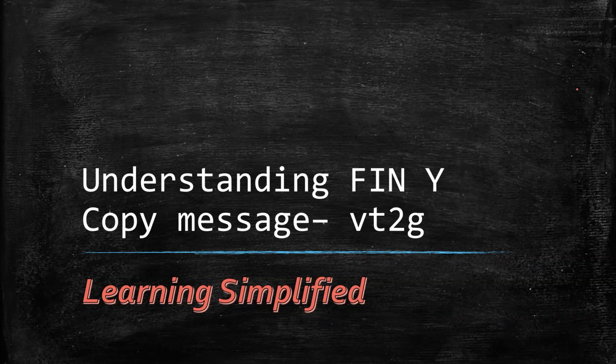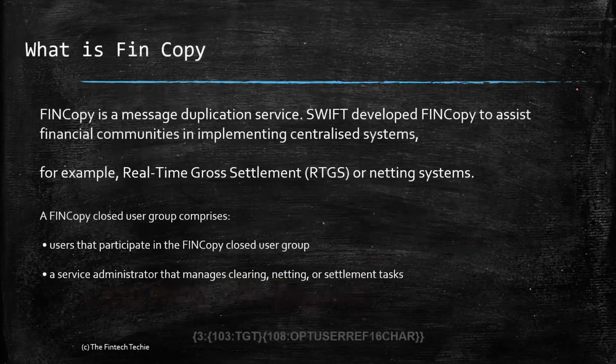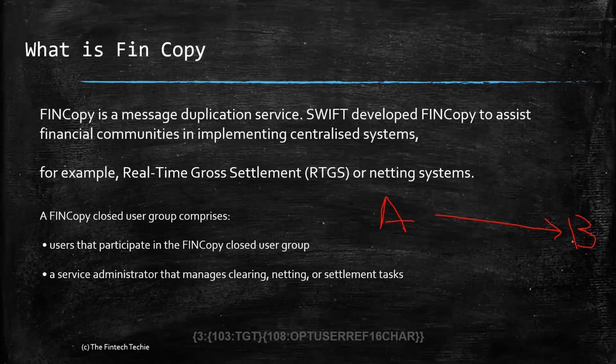In this video, we are going to understand Swift FIN Y-Copy messages. Before we understand what a Y-Copy is, let's try to understand what a FIN Copy is. In most traditional messages, messages are transmitted from financial institution A to B. It's direct, right? A common example would be a cross-border MT103 message.